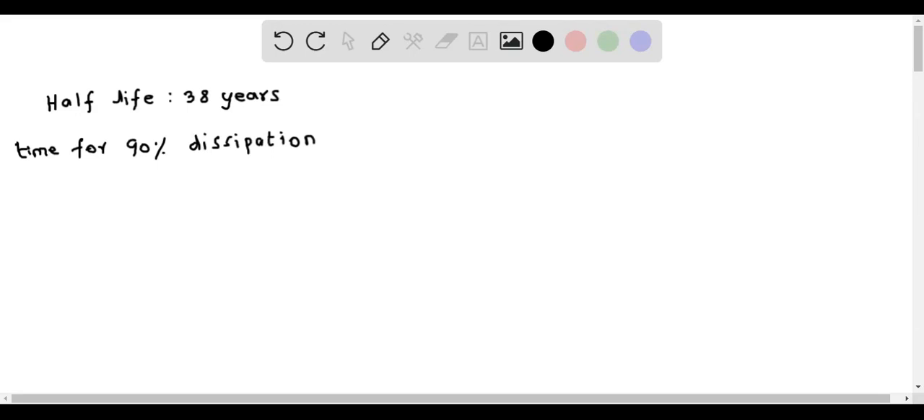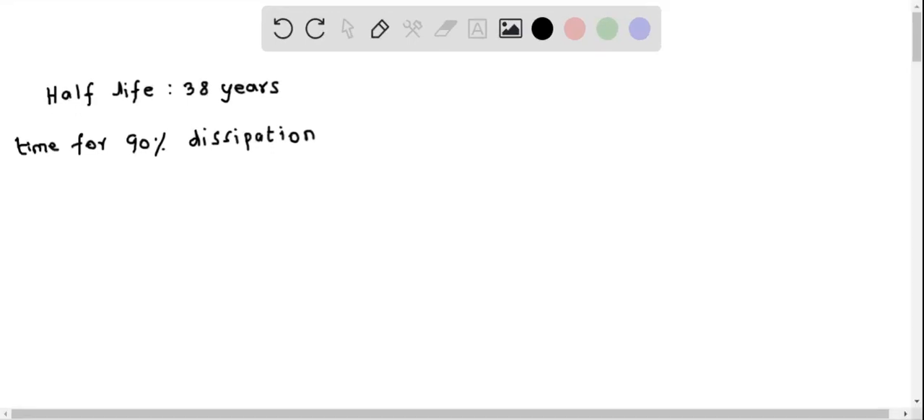In this question, we are given the half-life of a radioactive substance is 38 years, and we want to find out how long it takes for the radioactive substance to decay to 90% of the original amount. In other words, this is equivalent to saying how long does it take if the radioactive substance remains only 10%. So let's see how to find this one.